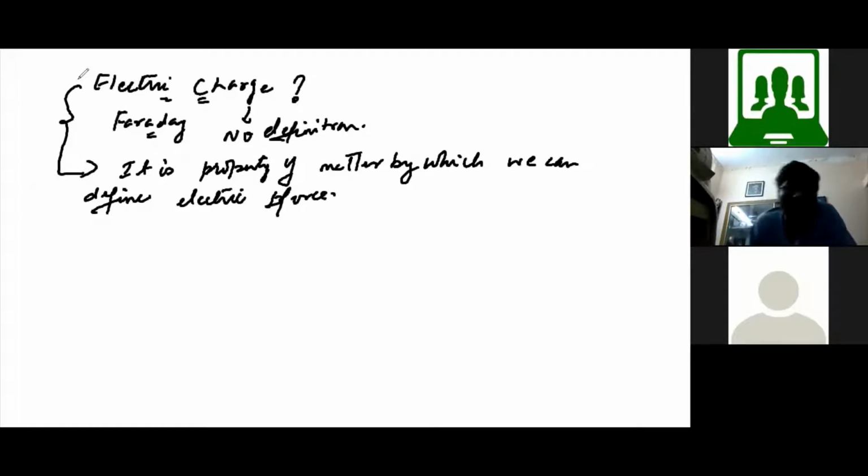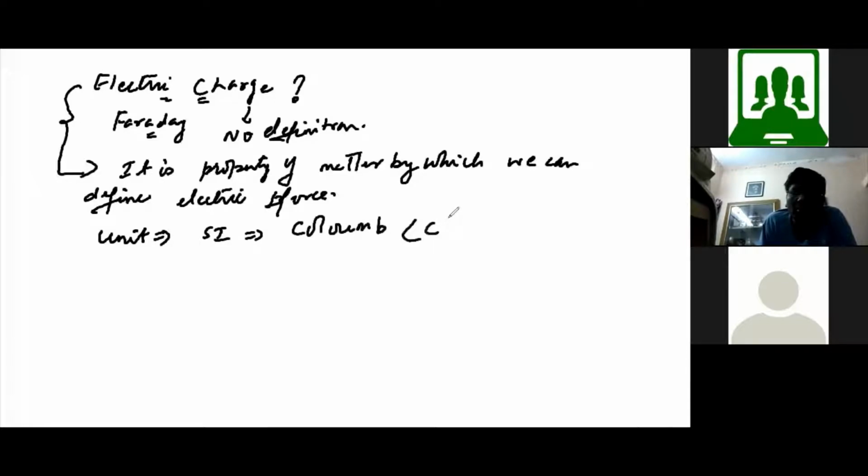Now comes the question, what is the unit of charge in physics? In the SI system, the unit of charge is the coulomb, C-O-U-L-O-M-B. The symbol is C.